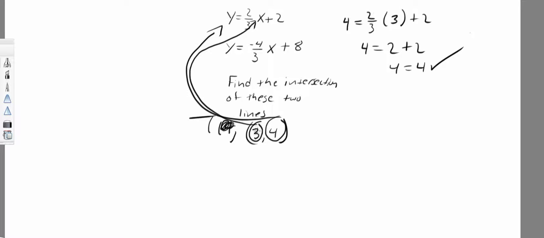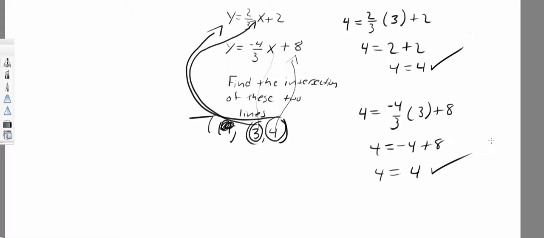Now take the same thing, take 3 and put it in for x for this one, take 4 and put it in for y in this equation, and we have 4 is equal to negative 4/3 times 3 plus 8. Negative 4/3 times 3 is negative 4 plus 8, and negative 4 plus 8 is equal to 4. So it works, and we've plotted it, we found the point, and we put the point in both equations to show that it is indeed on both.